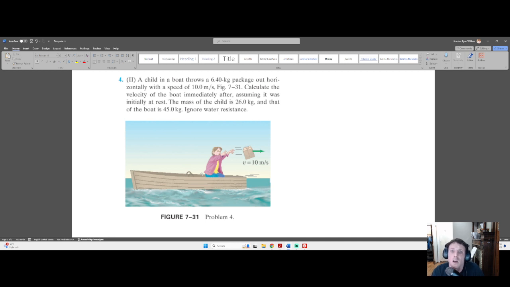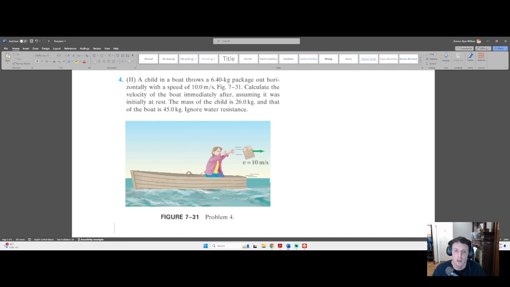Okay. So let's just talk conceptually about what's happening here, right? Initially, the boat and the child are at rest, right? So the total momentum of the system is actually 0, which is kind of strange because the individual momenta are not 0 after the package is thrown.